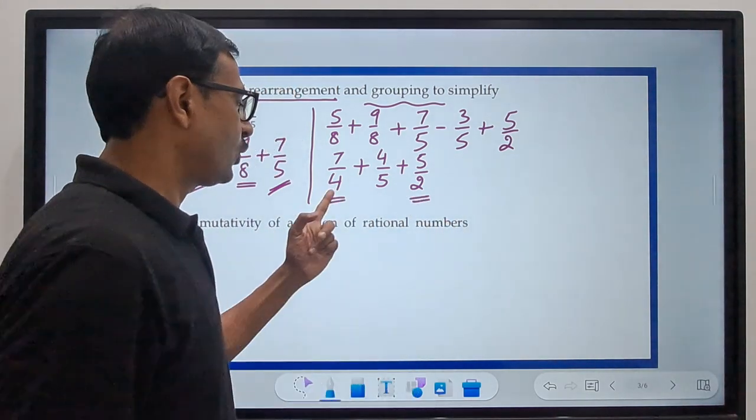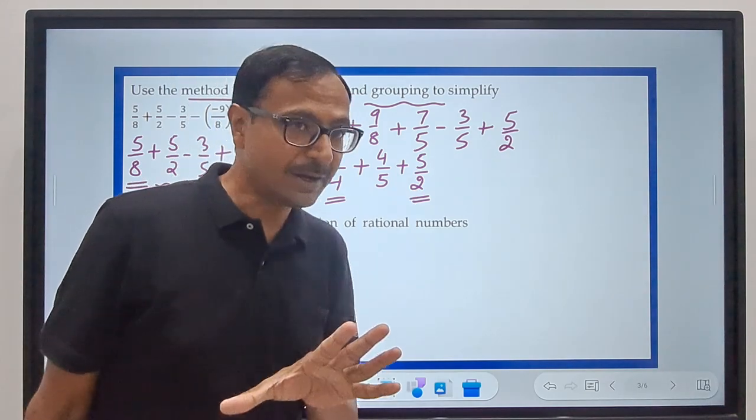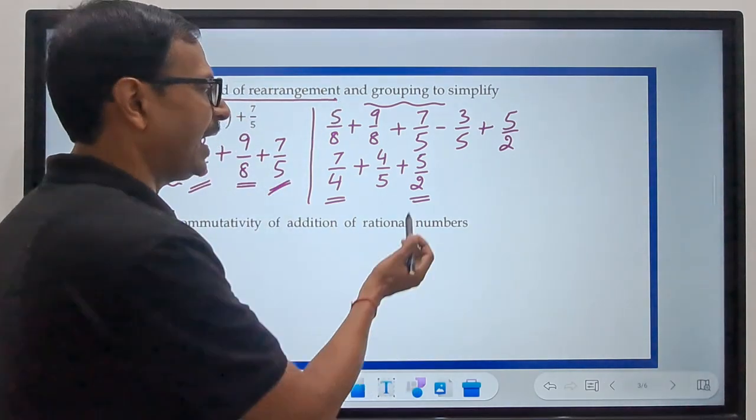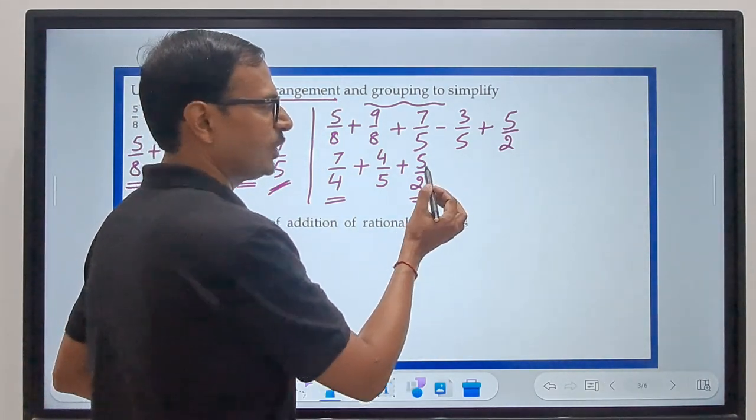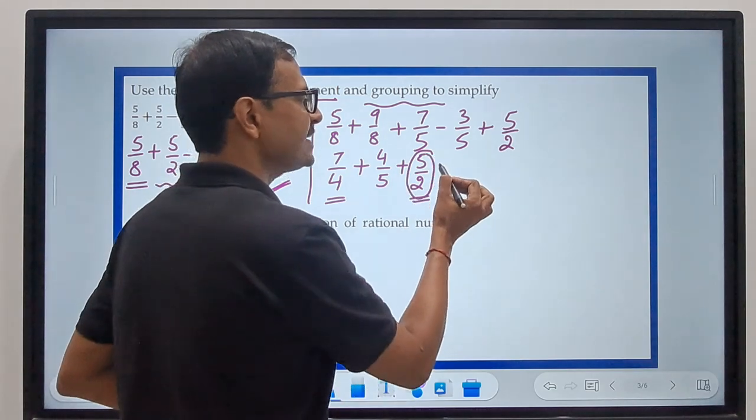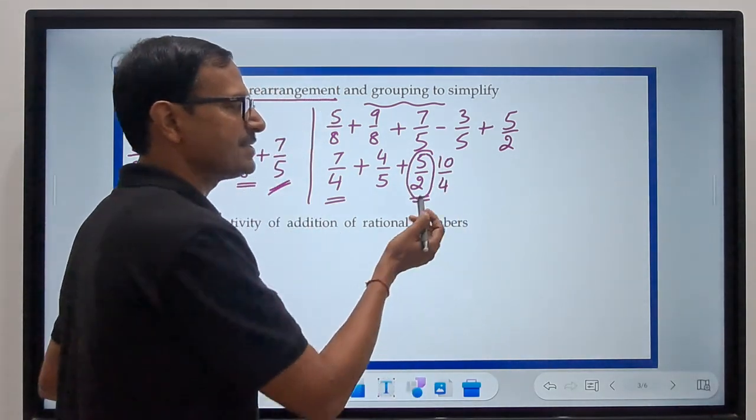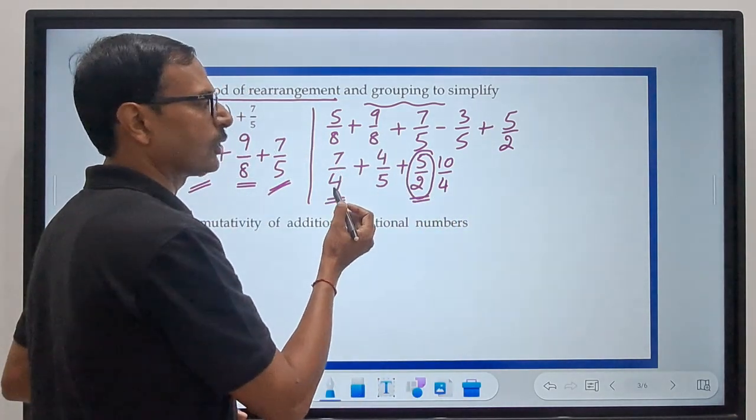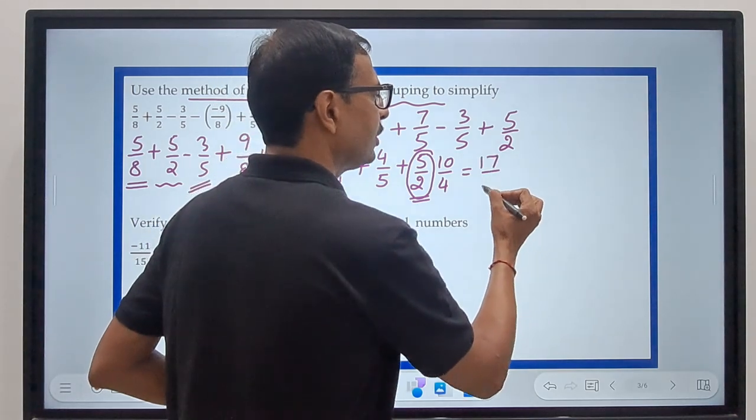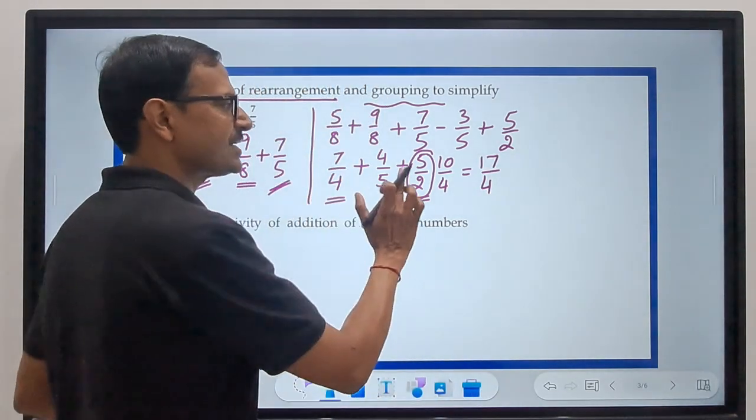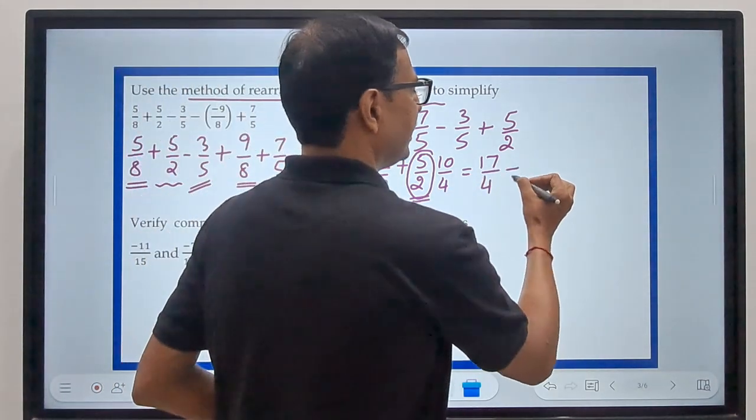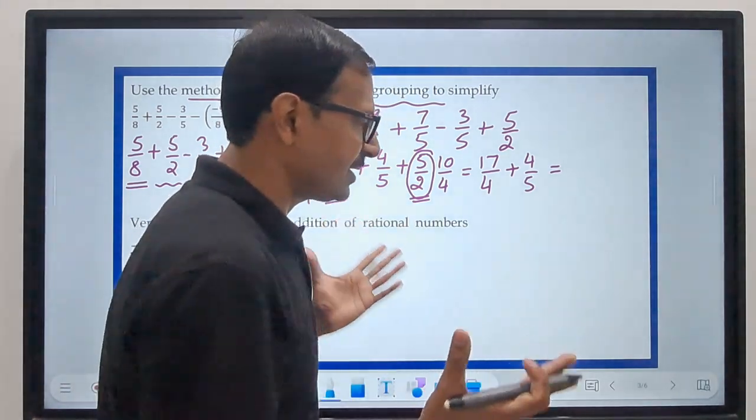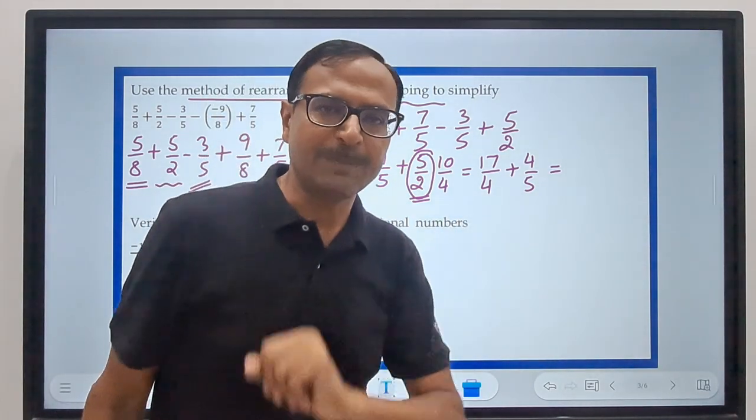Now, why did I choose 4 and 2? The denominators 4 and 2, because they are not co-prime. They have a common factor between them. I can convert 2 to 4, right? So if I write this 5 by 2 as 10 upon 4, it doesn't make any difference. See, 10 upon 4 is 5 by 2 only. So 10 upon 4 plus 7 upon 4 is going to give me 17 upon 4, right? So I have added the first and last, and plus 4 upon 5 is as it is, and now I can use the butterfly method and get to my answer, because 4 and 5 are co-prime numbers.